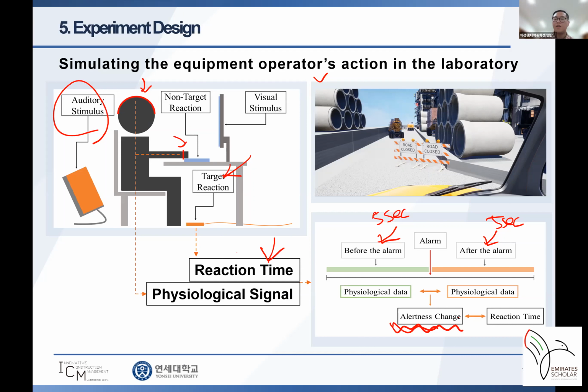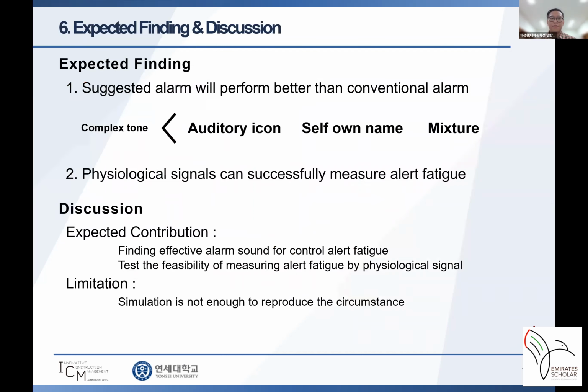And we can compare it with the tendency of reaction time. If the reaction times become slower and the alertness decreases as time passes, then we can say that we find the alert fatigue, and that the physiological signal can measure the alert fatigue.